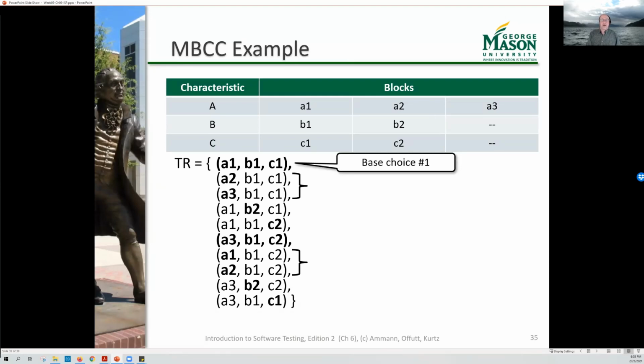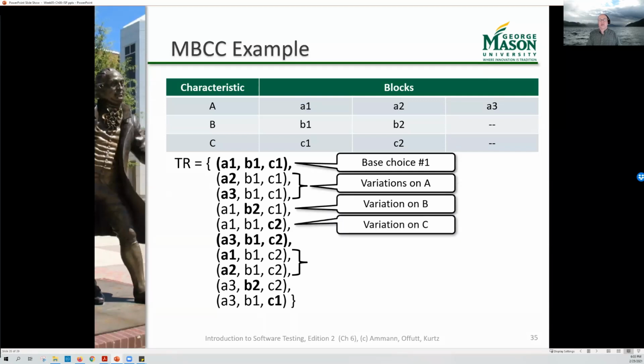So I'm going to pick A1, B1, C1 as my first base choice. And then I'm going to do the same kind of variation I did before. I'm going to iterate my way through the other values for A, and I'm going to iterate through the values of B. I'm going to iterate through the values of C. Then I'm going to pick another base choice. So my new base choice is A3, B1, C2, which I may have picked arbitrarily, or I may have had a reason to think that that was a special case.